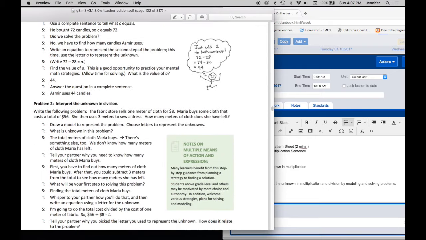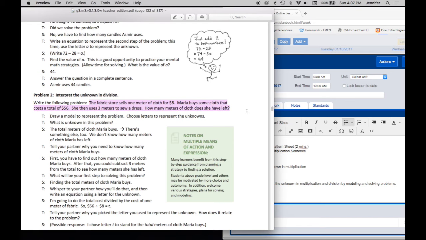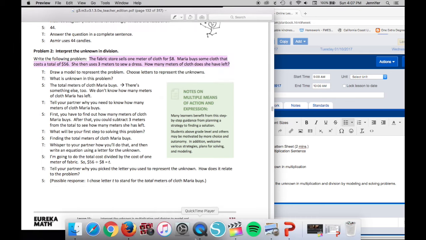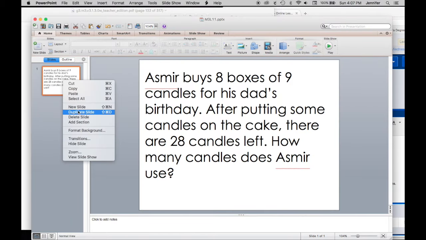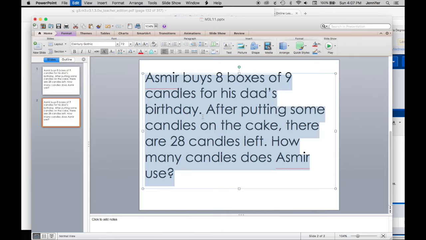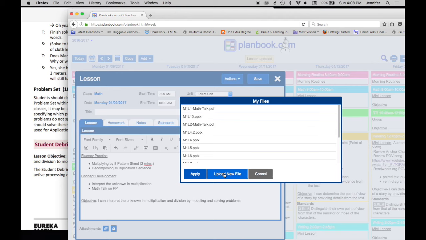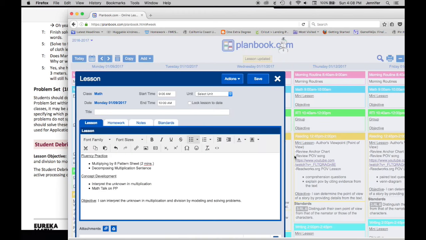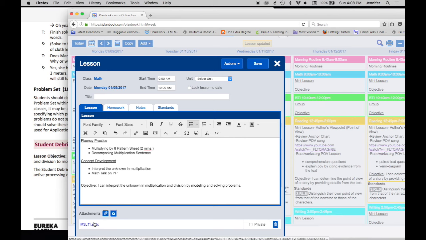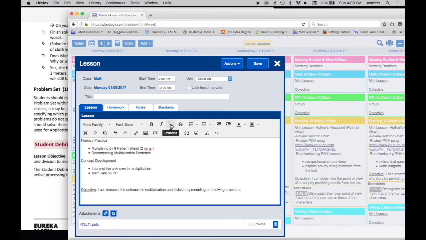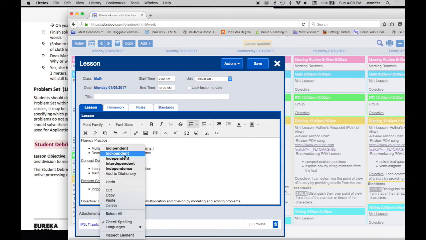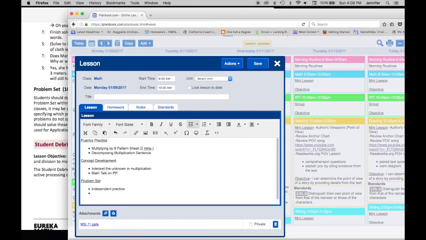Then they have another one, and because I kept this open, I'm now going to upload the PowerPoint. When I get to work, all I have to do is open it, and my concept development questions are already there. Then it gets into the problem set, which is basically the independent practice. And then I give them their homework.